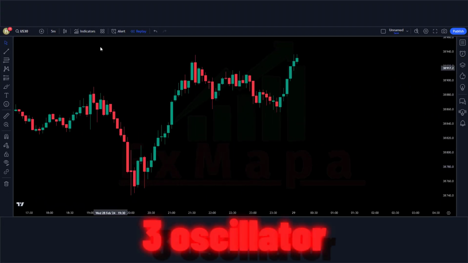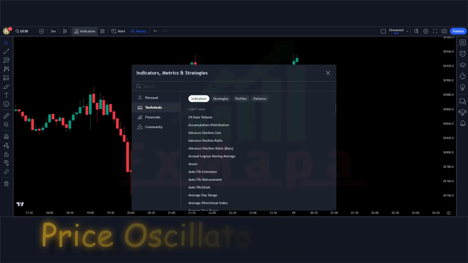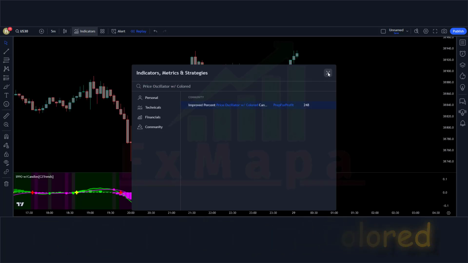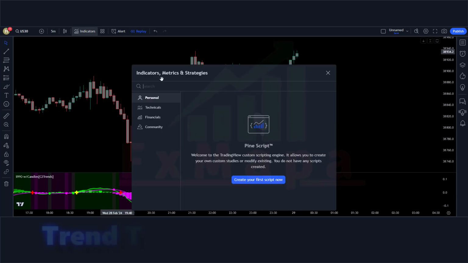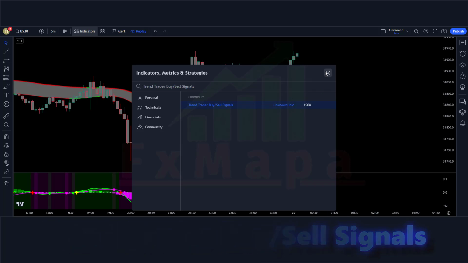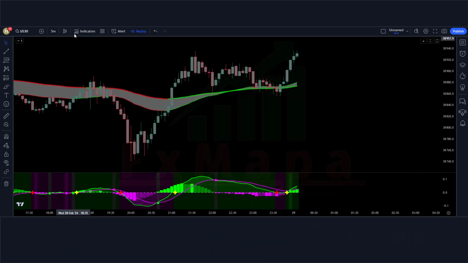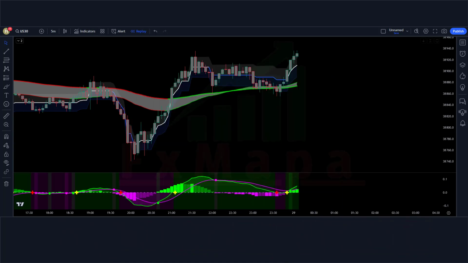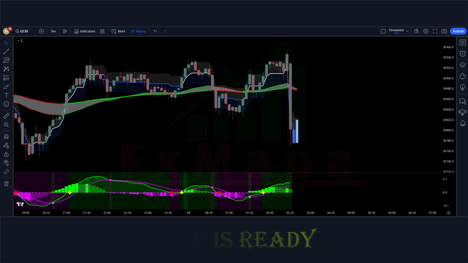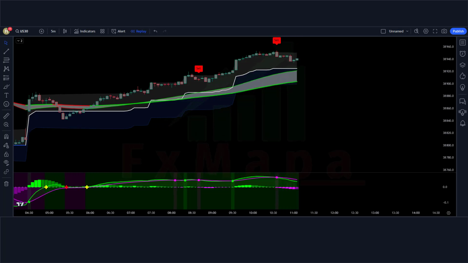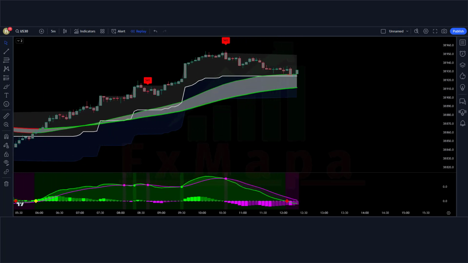In this setup we would require 3 indicators. First indicator name is price oscillator W/colored. Second indicator name is trend trader buy-sell signals. Third indicator name is range filter buy and sell. Setup is ready. If you have any question related to this strategy, then you can ask in the comments section. We will try our best to answer all your questions.